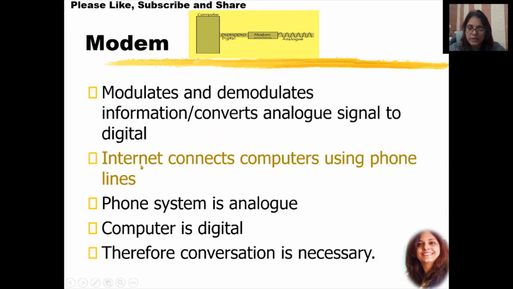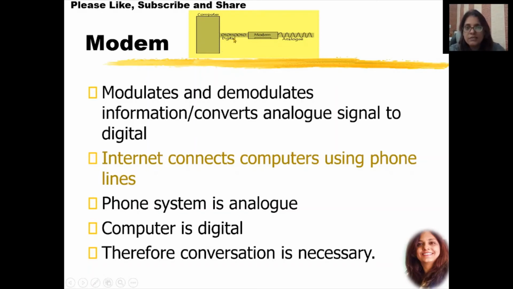So modem, the full form is modulator and demodulator. It converts information from analog to digital and digital to analog. See, the phone system is basically analog. So whenever the data is to be transmitted through the phone, first the modem is going to receive it. The conversion from analog to digital will be done, and since the computer is a digital device, it will accept data in digital form only.